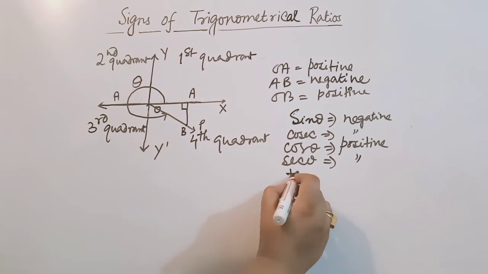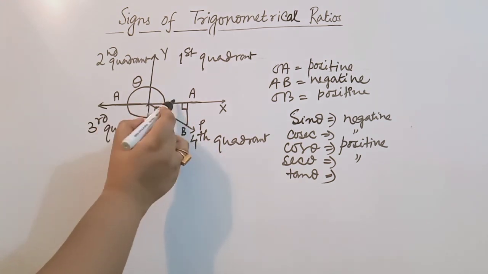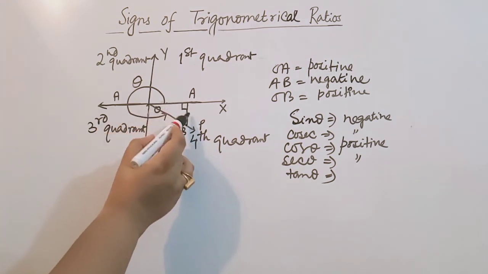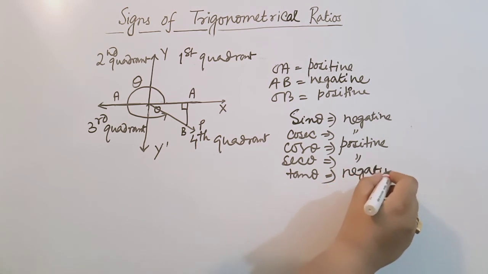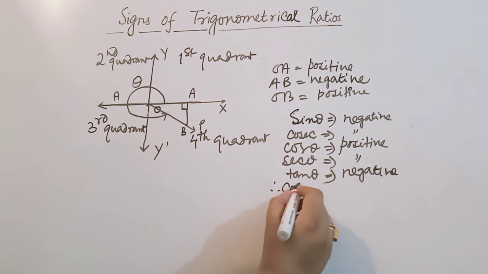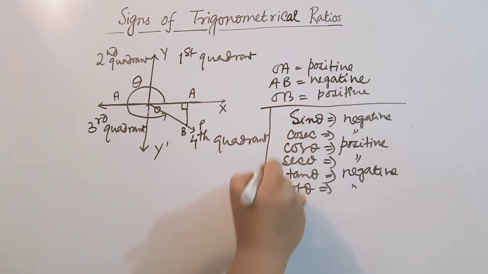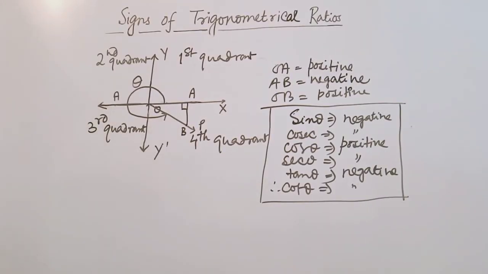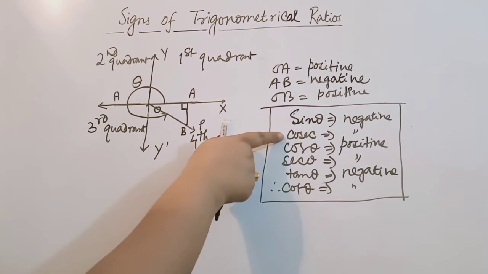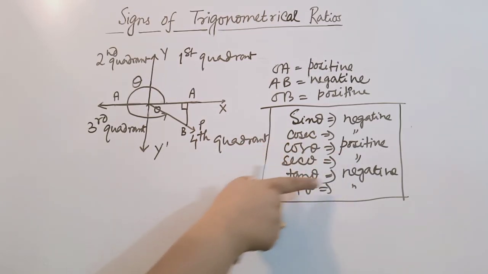Now if we consider tan theta, perpendicular by base we know. For perpendicular by base, this one is negative, this one is positive. Negative by positive will give us negative as a whole. And so cot theta will also be negative. So here we find that when OP is in the fourth quadrant, then sine theta and cosec theta become negative, cos theta and sec theta become positive, but tan theta and cot theta become negative.